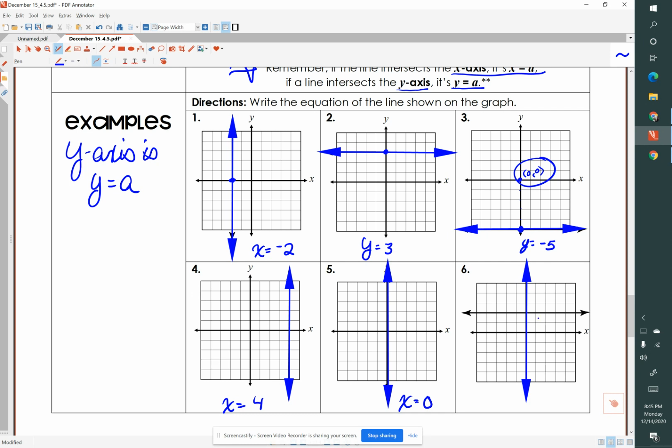In the next one, I actually think I highlighted the y-axis instead of my point. My line, let's correct that. Okay, so this one, we definitely have a horizontal line. It's at 2, 0, 1, 2 on the y-axis, so that would be y equals 2.